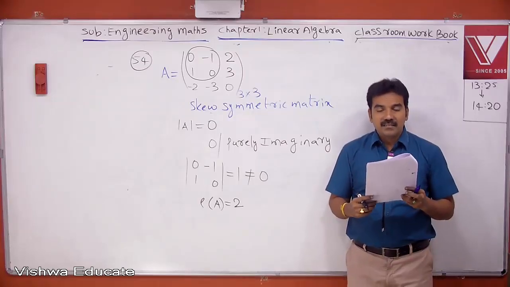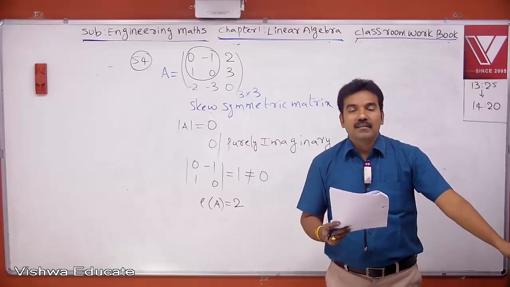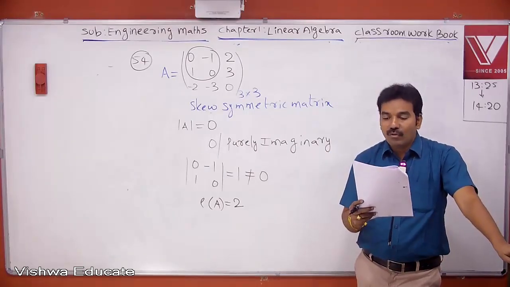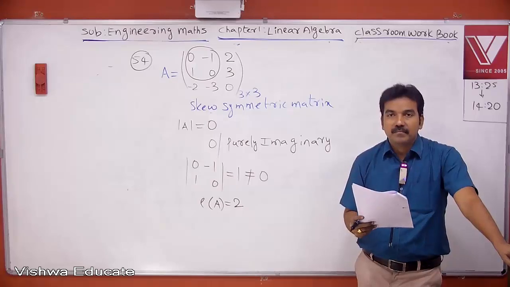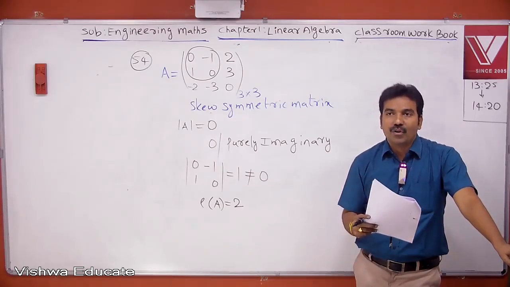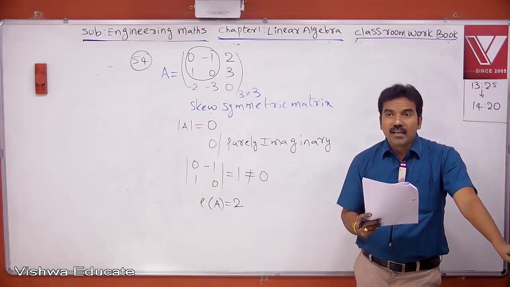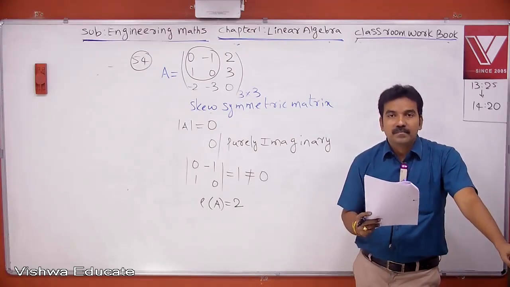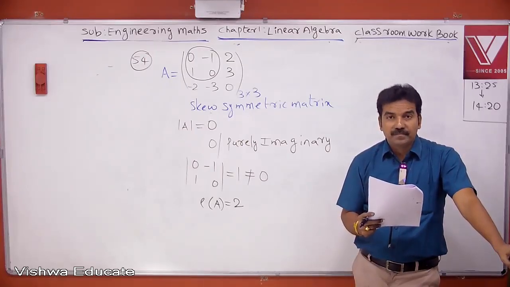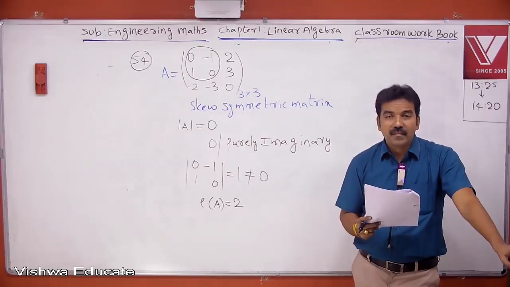Here A is a real skew symmetric matrix of odd size. Therefore, det A equal to 0 implies one of its eigenvalues is 0.